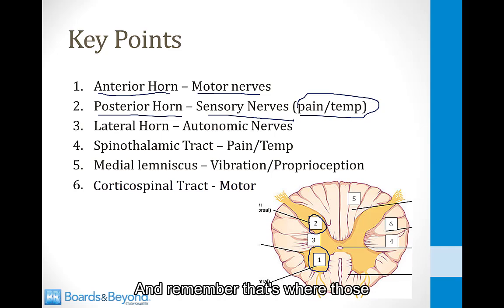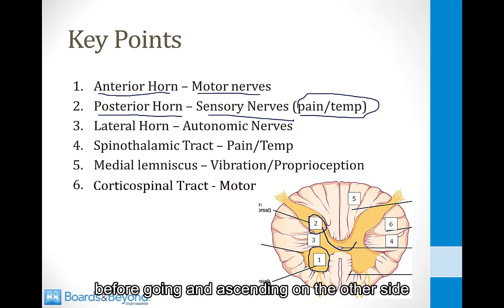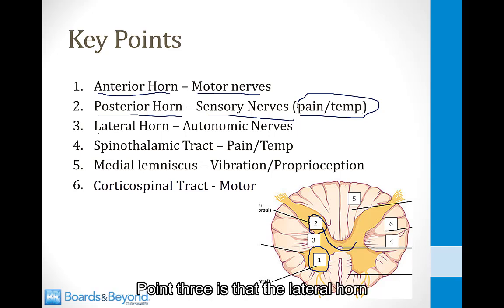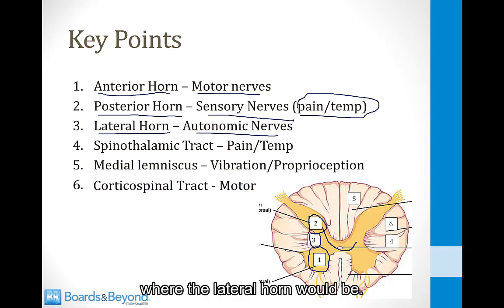And remember, that's where those spinothalamic fibers synapse, and then they cross right below the spinal canal before ascending on the other side of the spinal cord. Point 3 is that the lateral horn is what contains the sympathetic nerves. So look down here, I've drawn the number 3 where the lateral horn would be. It's actually not shown in this drawing. It would be a little bump here on the lateral portion of the gray matter.